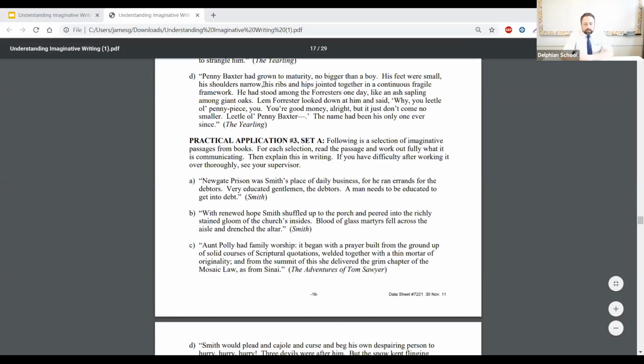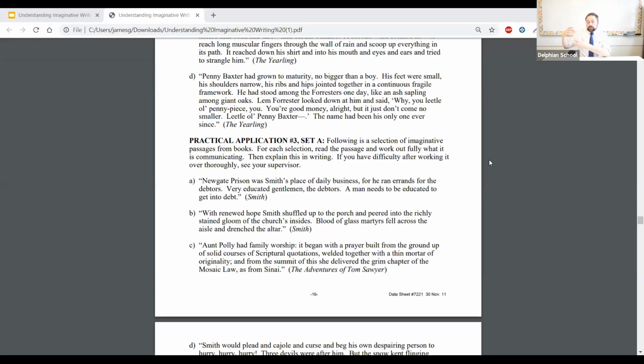Let's see what we think here. All right, so Kai and another attendee both say that it's a simile, the first part. Do we agree? Let's see what it said. So he had stood among the foresters like an ash sapling among giant oaks. Yeah, so we have that clue word there, like an ash sapling among giant oaks. So that's definitely a simile.